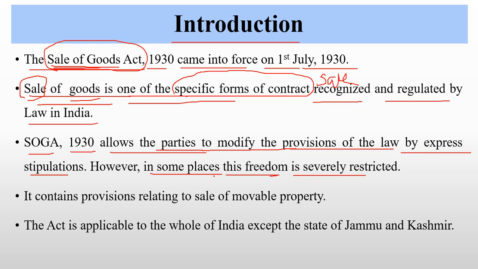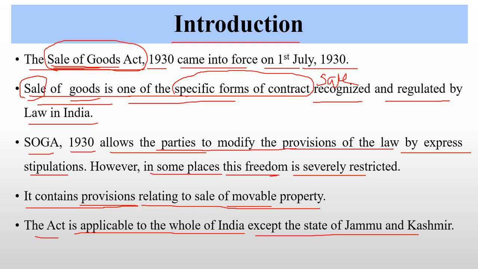That means in some cases the freedom is there, and in some provisions the law is strict. This Sale of Goods Act contains provisions relating to the sale of movable property. Movable property means goods which can be moved from one place to another. And this act is applicable to the whole of India except the state of Jammu and Kashmir. So this is a short introduction about this act.